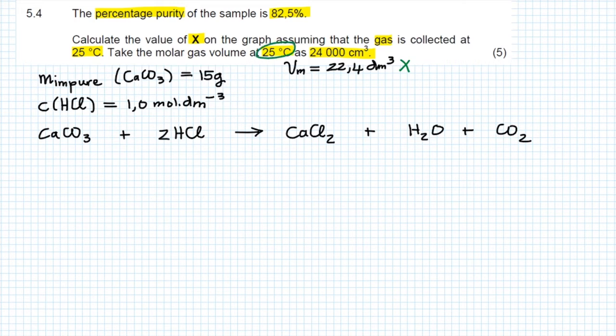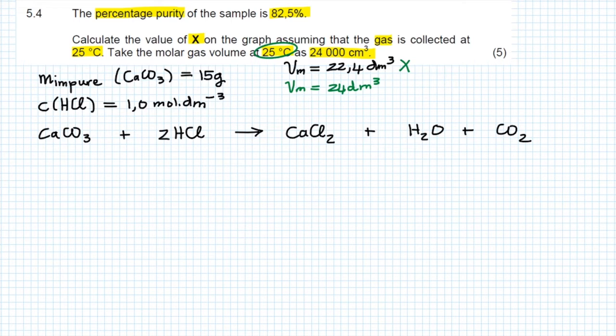Specifically, we are taking the molar gas volume at 25 degrees Celsius to be equal to 24 decimeters cubed. And this is the value that we're going to be using instead. Please read your questions carefully and use the values that have been given to you.